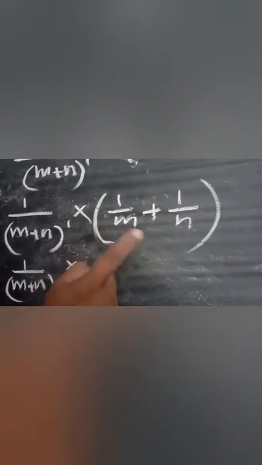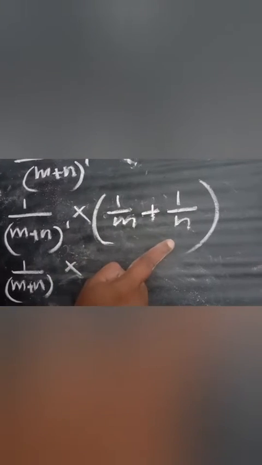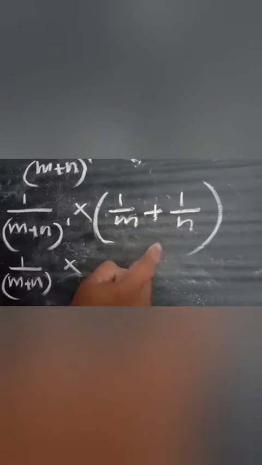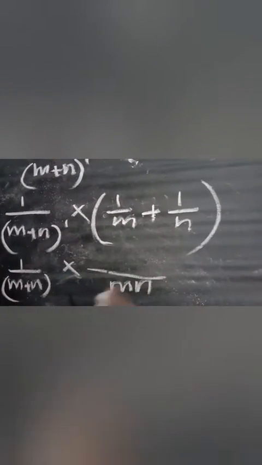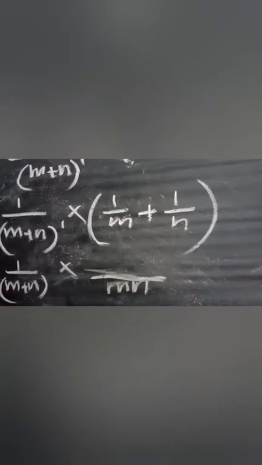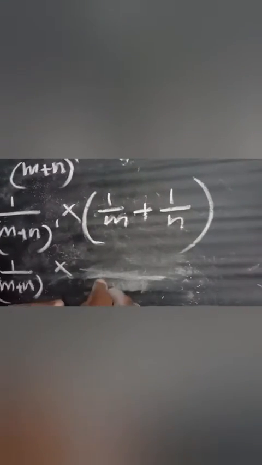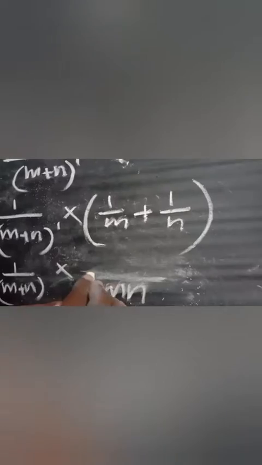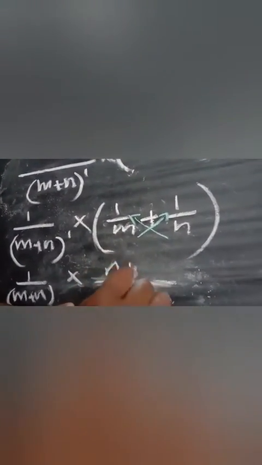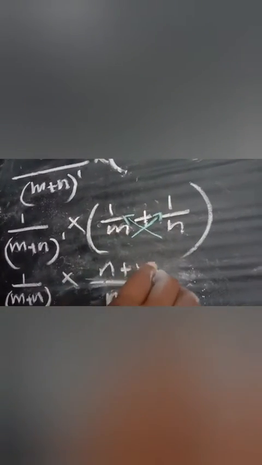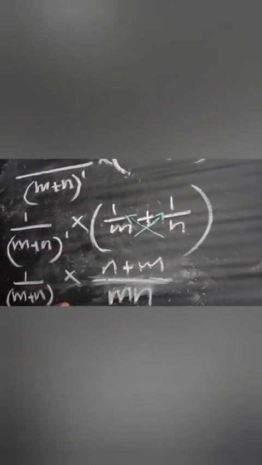That is 1 by (m plus n) whole raised to 1, which means m plus n, into 1 by m plus 1 by n. The denominators are m and n, so the LCM of m and n is mn. This is the denominator. Then what about the numerator? We can cross multiply: 1 into n, that is n, plus 1 into m, m. That is n plus m.